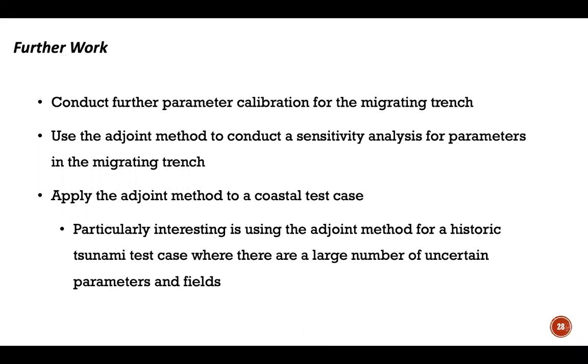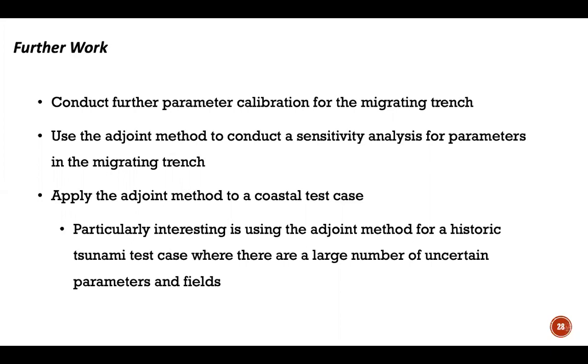I'm doing a PhD, so there's always more work to be done. As I mentioned several times now, I want to conduct further parameter calibration, particularly the sediment rate, which I think could be really interesting. I would also like to use the adjoint method to conduct a sensitivity analysis for some of the parameters, particularly friction, which tends to be a very useful parameter to look at, because the friction in some areas of the bed can be more significant than in other areas.